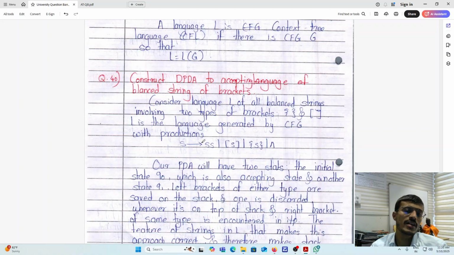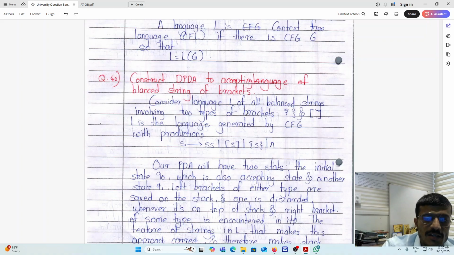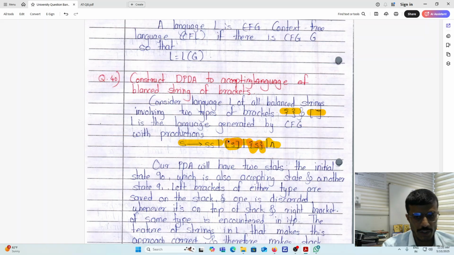Then next one: construct DPDA accepting balanced string of parentheses. Basically we are looking for a DPDA, that is a deterministic push down automata, for balanced string of parentheses. So this one is balanced opening and closing curly, opening rectangular and closing rectangular is again balanced. Let us consider one production, S tends to SS, angular bracket S closing angular, opening curly S closing curly, and null. So that is the production given to you.